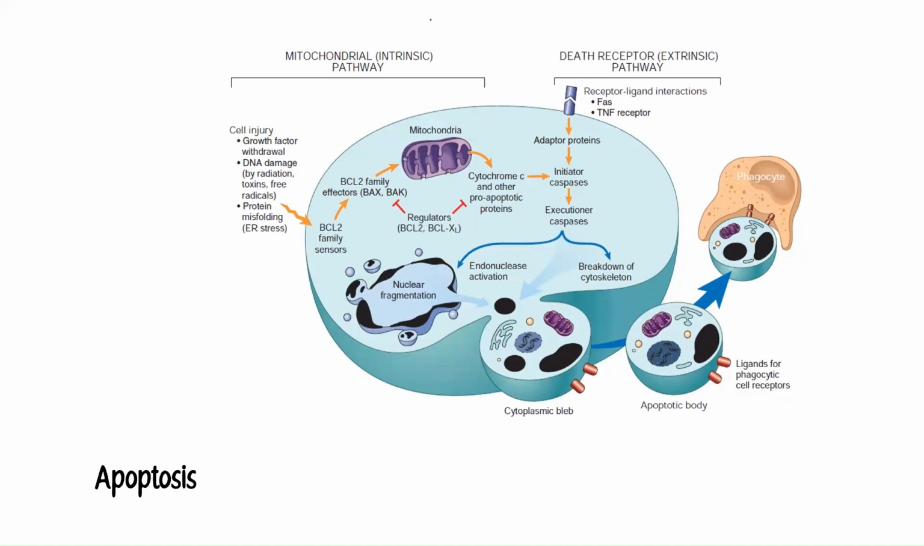There are two pathways by which apoptosis takes place. That is the intrinsic pathway, also known as the mitochondrial pathway, and the extrinsic pathway, which is also known as the death receptor pathway. Ultimately, both of them lead to activation of caspases, which lead to activation of endonucleases and cytoskeletal proteases, which cause cytoskeletal breakdown, formation of apoptotic bodies, which are phagocytosed by macrophages.